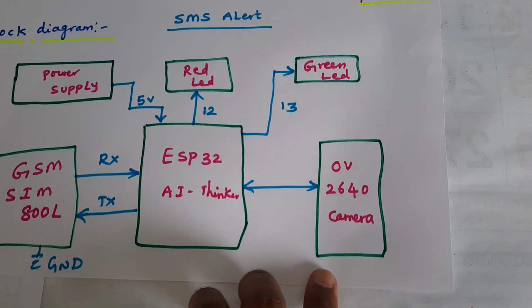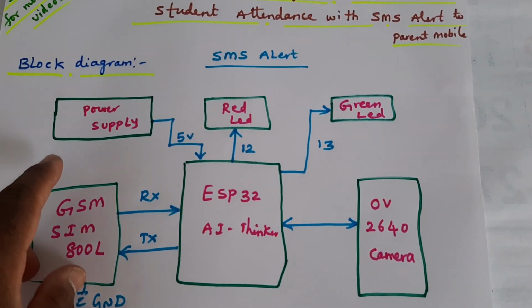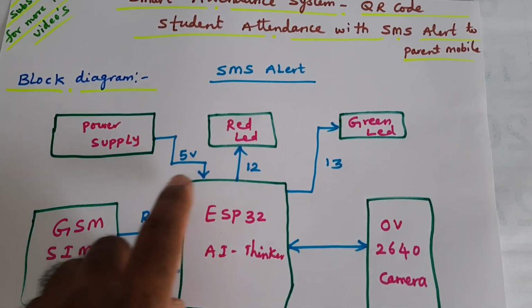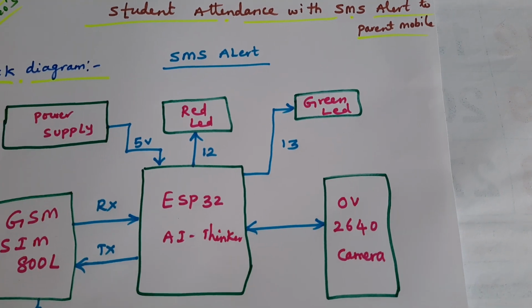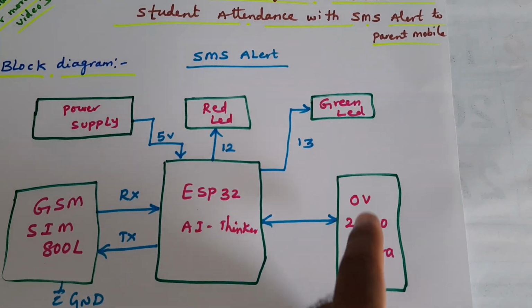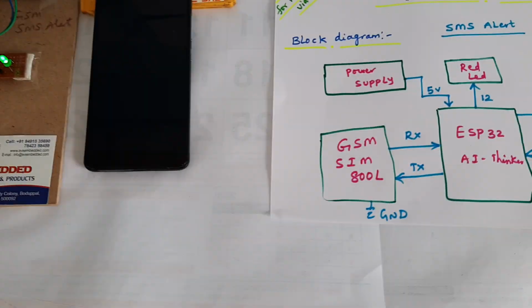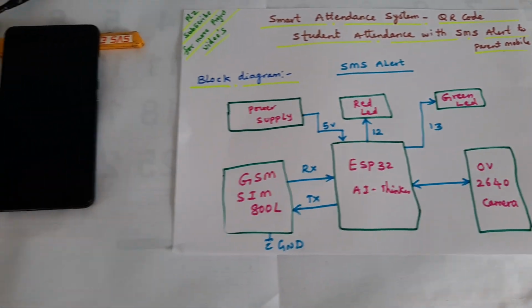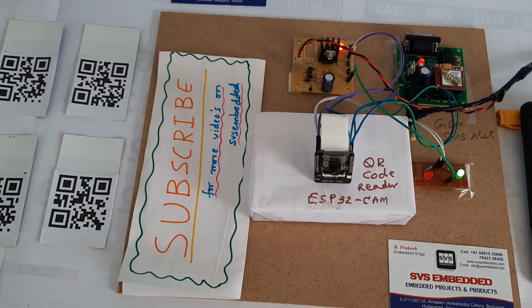For the QR code reading, we use a 5 volt power supply module, a red LED and a green LED. When a card is read, the red LED comes on, then it goes to green. This is my block diagram. Let us come to the hardware module.